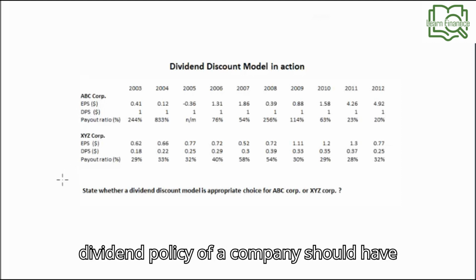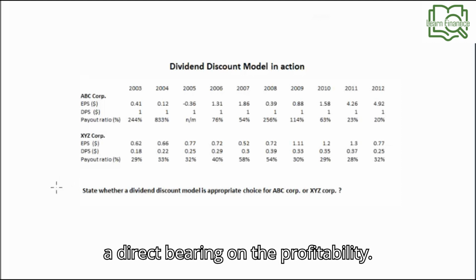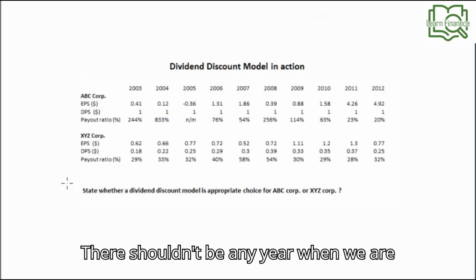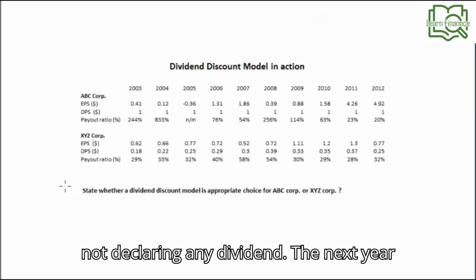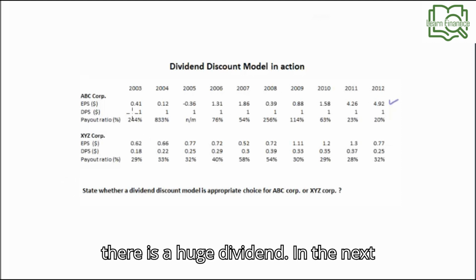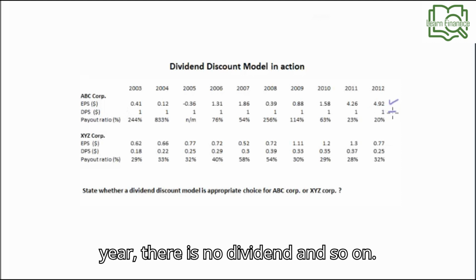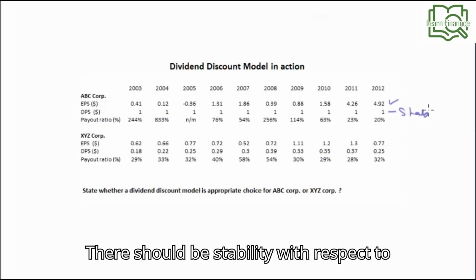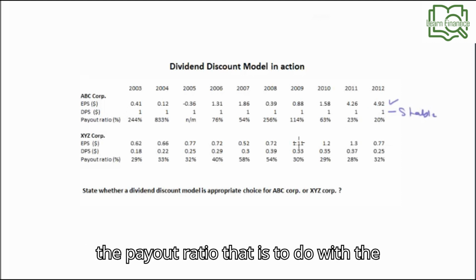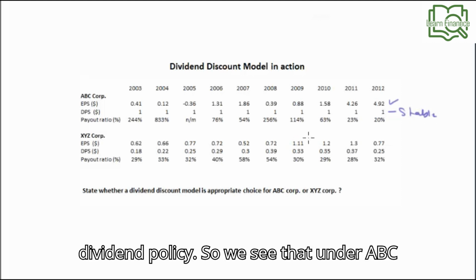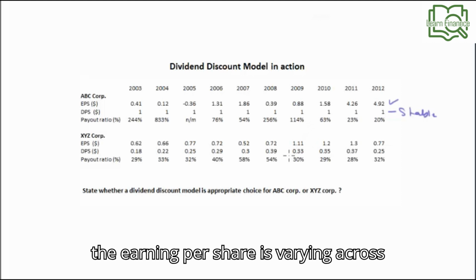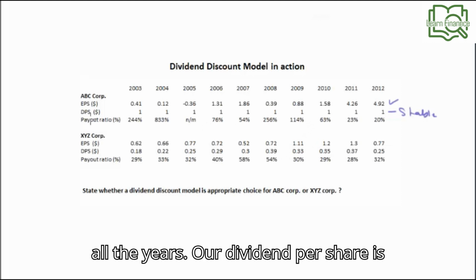Basically, look into the fact that the dividend policy of a company should have a direct bearing on the profitability. There shouldn't be any year when we are not declaring any dividend, the next year there is a huge dividend, and the next year there is no dividend, and so on. There should be stability with respect to the payout ratio, that is to do with the dividend policy. So we see that under ABC the earnings per share is varying across all the years. Our dividend per share is stable.